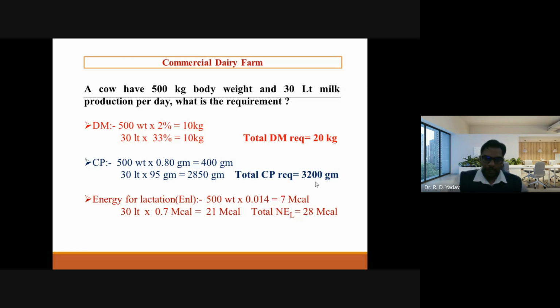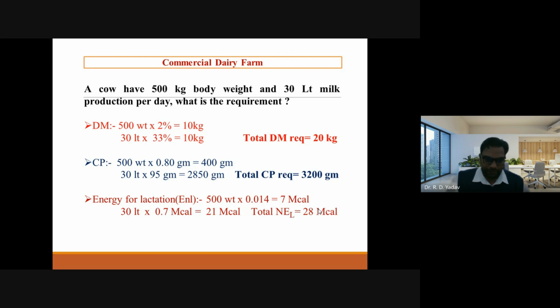Then in case of crude protein requirement, in general we have considered a 500 kg body weight. For each kg of body weight, there is a requirement of 0.80 grams of protein, so it will come to 400 grams. For milk production, as I have discussed already, 95 grams of protein is required for each kg of milk production. So for 30 liters of milk production, the protein requirement will be 2850 grams. The total protein requirement is maintenance plus production: maintenance is 400 grams and production is 2850 grams, so the total protein requirement will be 3200 grams.